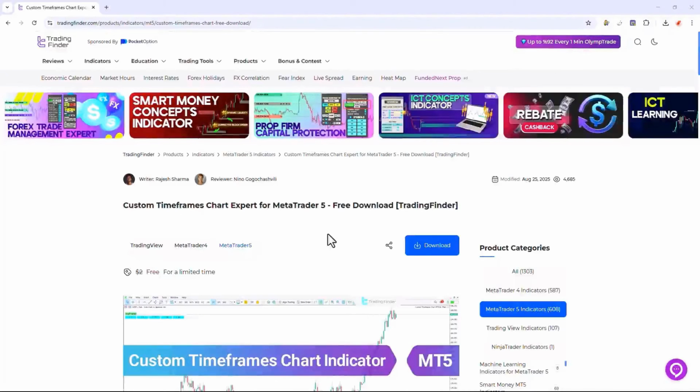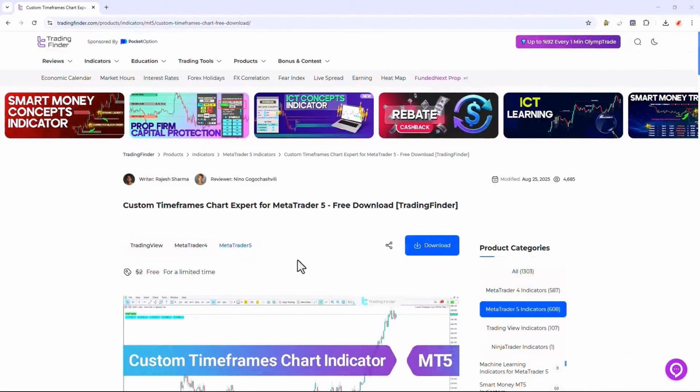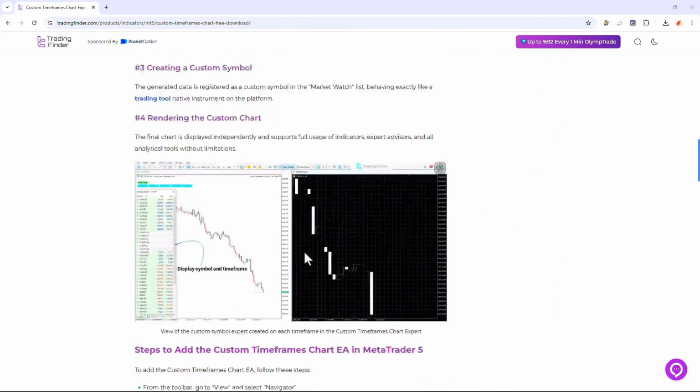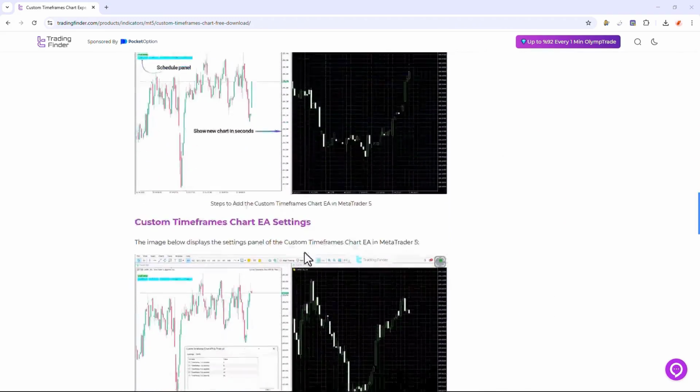The custom timeframes chart expert, which is offered for the MetaTrader 5 platform on the TradingFinder website. Traders can easily download the expert file for the MetaTrader 5 trading platform from this section. So, to learn more about how the expert works and operates, they can carefully read through this page.